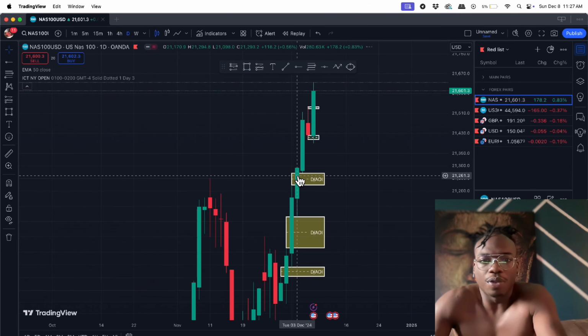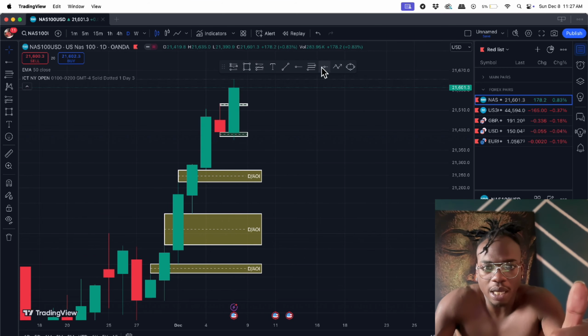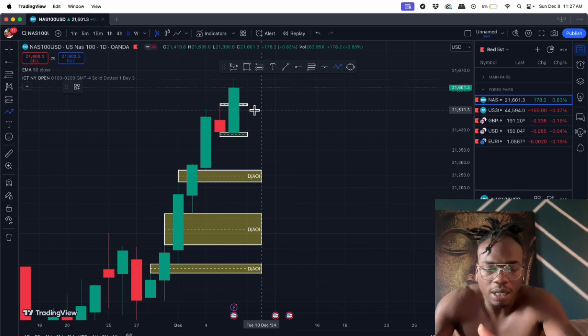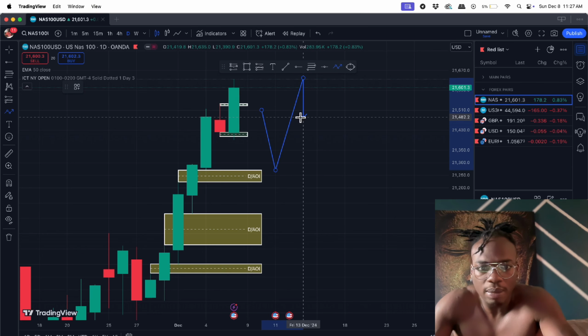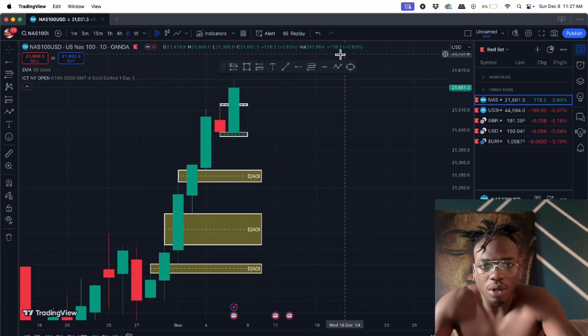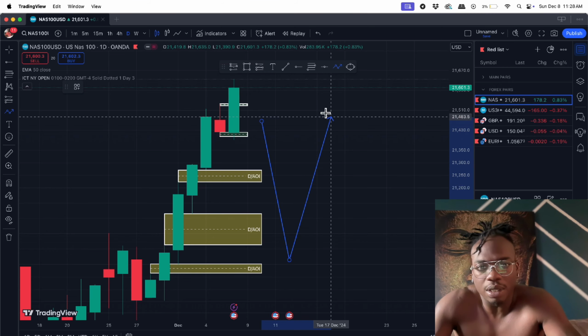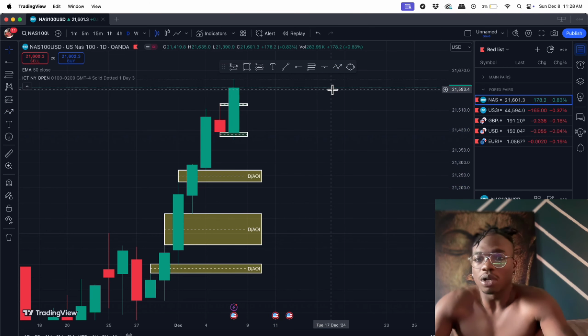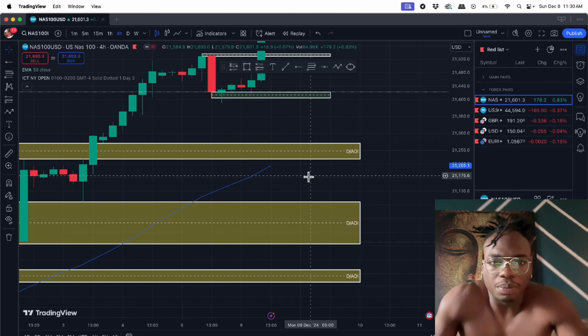So the fair value gaps, what happens is price always going to want to trade back into the fair value gap. So technically it should look like either this and keep going higher, or it's going to look like this and keep going higher, or it's going to look like this and keep going higher. That's only if it's going to continue in a bullish state, right? Now, okay, we're good. So boom.